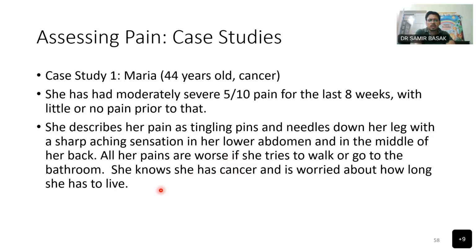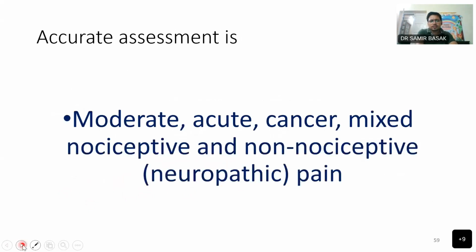She has cancer, and is worried about how long she has to live. So a psychological component is also there. Regarding the treatment, we have to focus on all these parts, like the psychological part also. Then in the assessment, we have found that this is moderate, acute, cancer, mixed nociceptive and non-nociceptive neuropathic pain. When we assess the neuropathic pain score, it will also demonstrate a few scores.